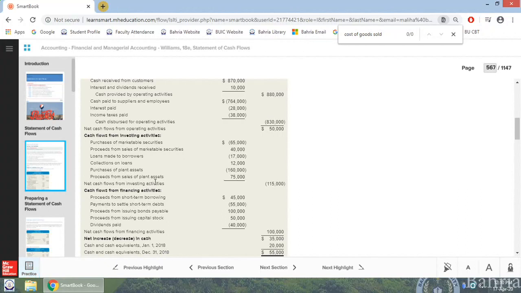and any kind of purchase of plant assets would be reducing those. That would be supported by a bracket or a negative sign. Either you put the bracket or a negative sign, but you don't put both. And that will be a net. That will give you a net cash flow from investing activities.